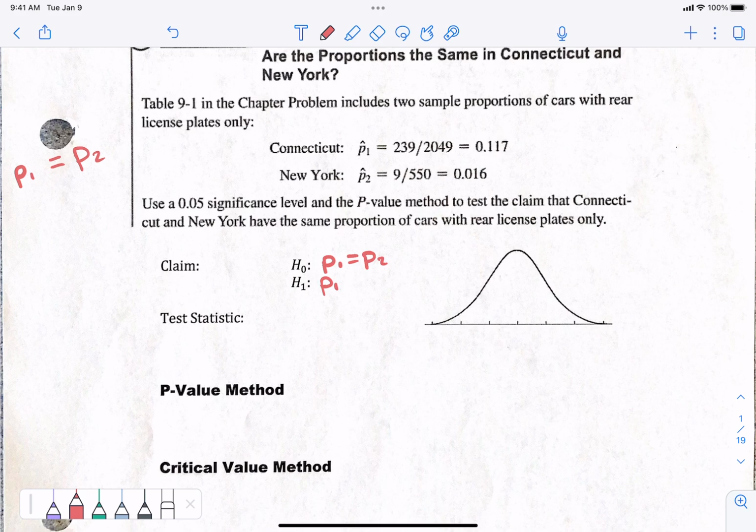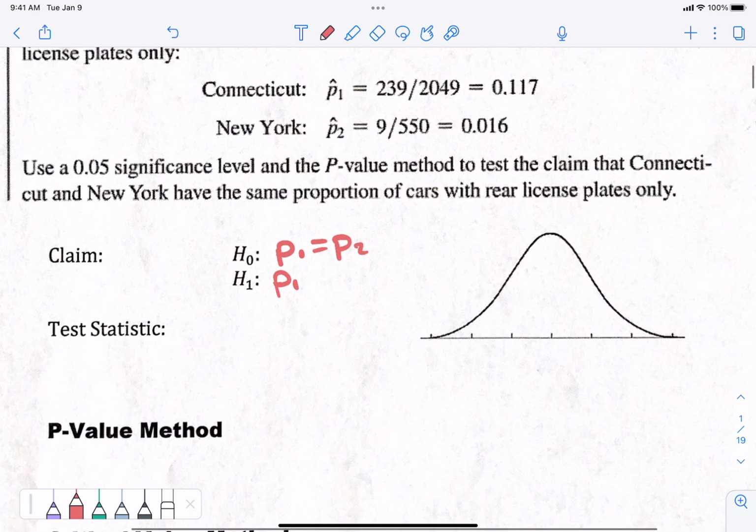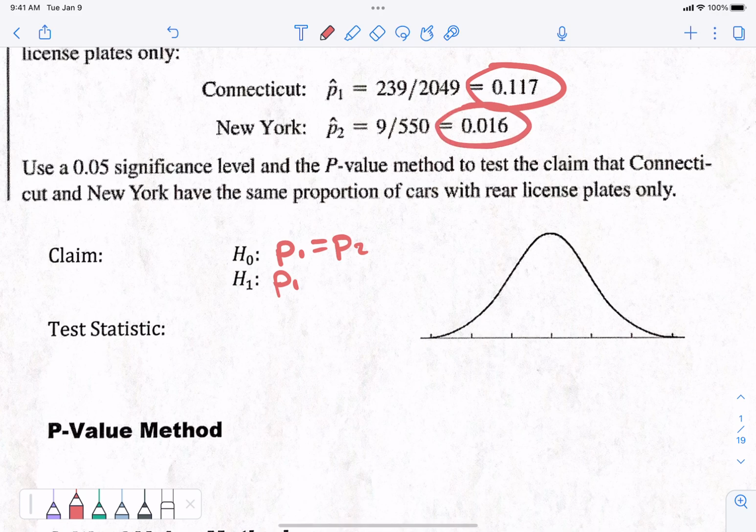We got to read the problem. We're talking about rear license plates only. So did you know that in some states you only have to have a rear license plate? In some states you can have both, or you have to have both. A lot of people just have both, because some states require it, but in some states you only need to have a rear license plate. So the percentage of people in Connecticut that only have rear license plates is about 12%. The percentage of people in New York who only have rear license plates is about 2%.